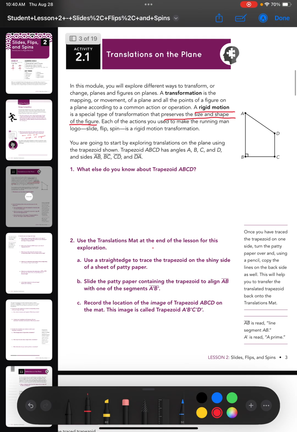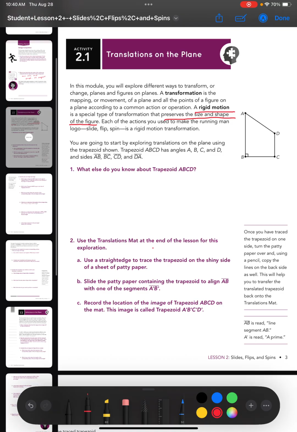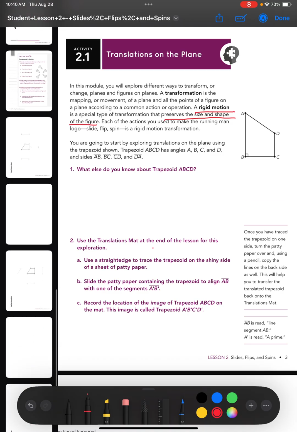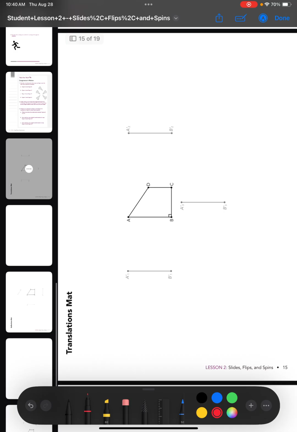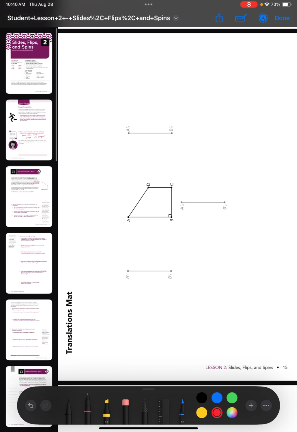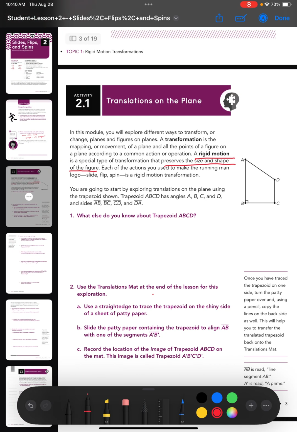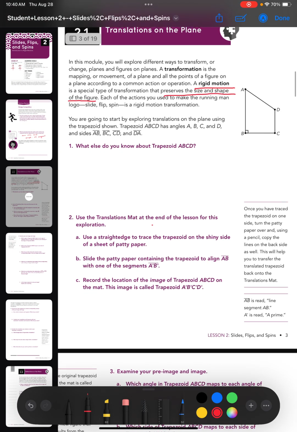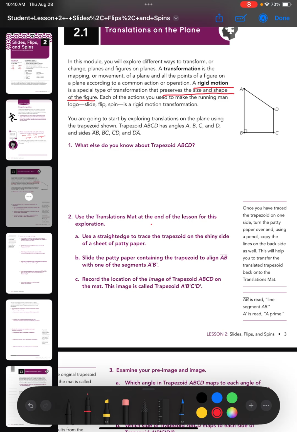All right, so it says you're going to be exploring translations on a plane using a trapezoid shown. So in the back of this lesson, if I go all the way down to it, you're going to find a page with the trapezoid like this on it. So you're going to be tracing that onto a sheet of patty paper. And I'll be sliding back and forth between pages here to try to let you see exactly what we should be talking about here. So it says use a translations map at the end of the lesson. That's what I was just showing you.